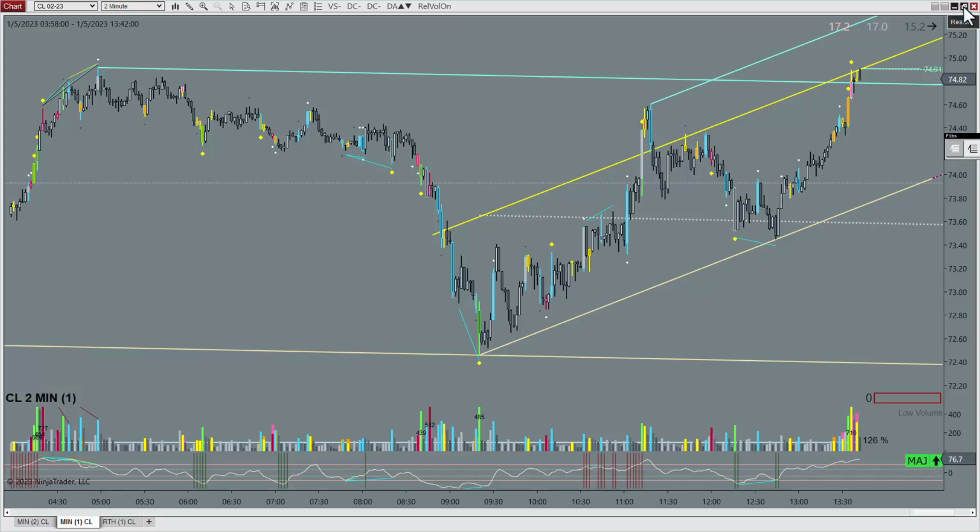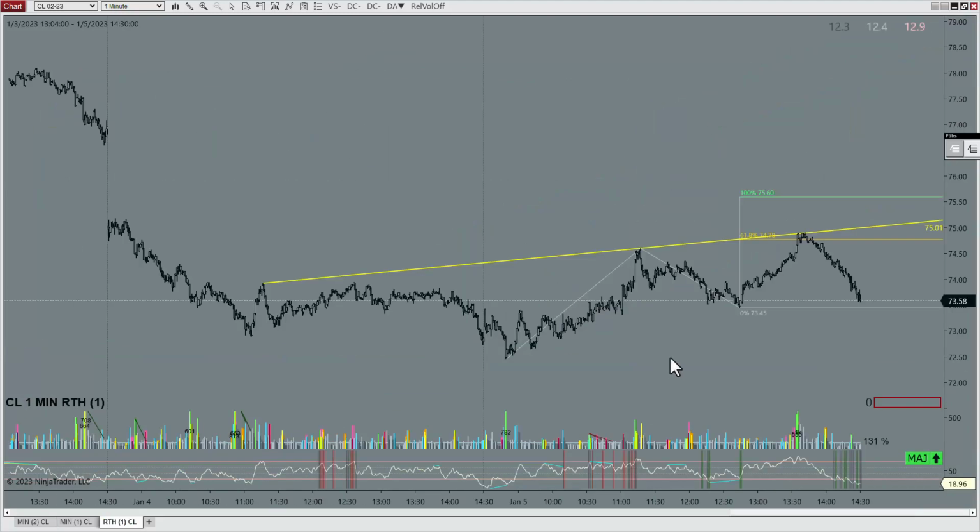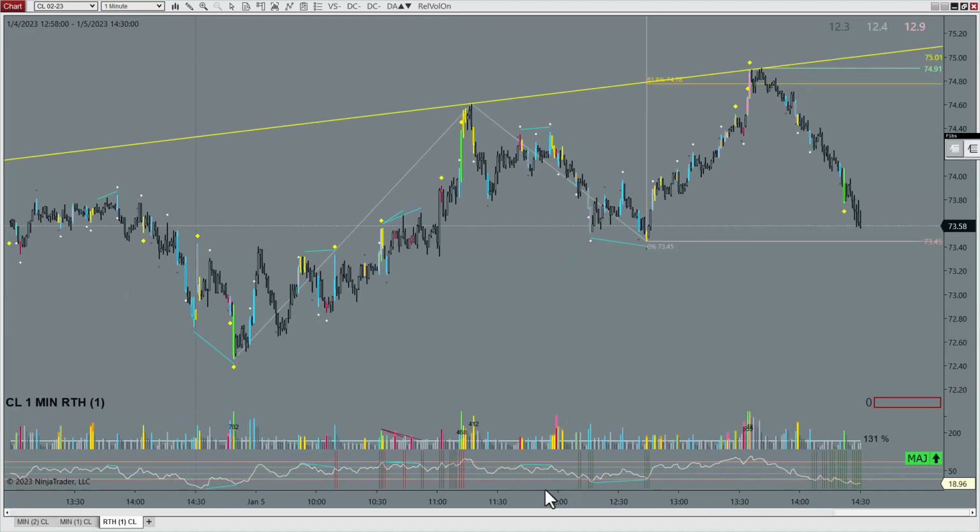But on the tick chart, well, let me go to this 1 minute first. This is the 1 minute RTH chart, RTH session, regular trading hours. And that's just connecting the high before the low to the high. And that's giving us just one more little area.